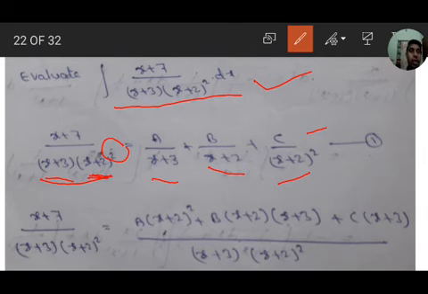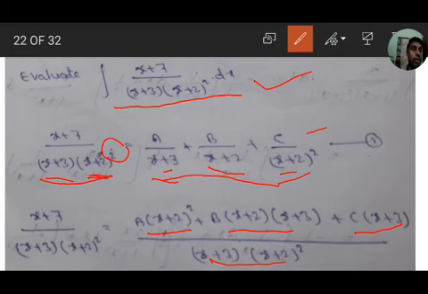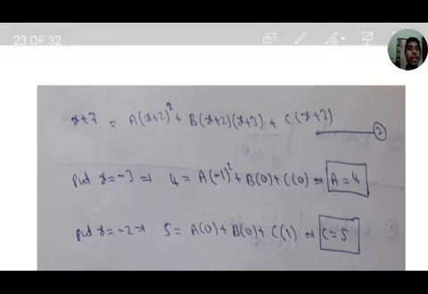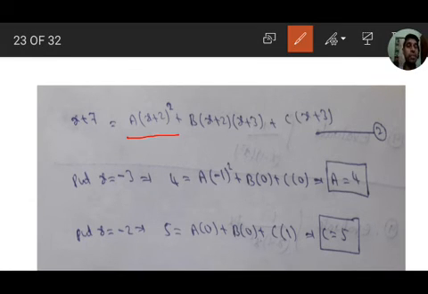So we need to find out the a value, b value, c value. The LCM is (x+3)(x+2)². So A into (x+2)² after cancelling (x+3), plus B into (x+2)(x+3), where one (x+2) cancels, and C into (x+3). The denominator cancels out totally. So we simply write x+7 = A(x+2)² + B(x+2)(x+3) + C(x+3).